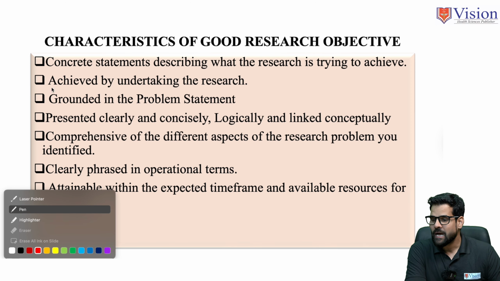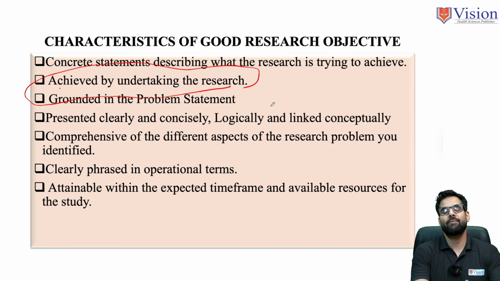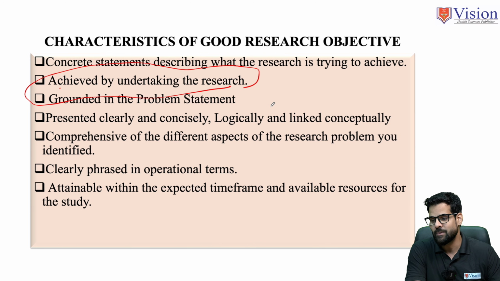The second point is that it should be achieved by undertaking the research, which means it should be achievable. You cannot have an objective which cannot be attained. Sometimes you frame very vague objectives that are very difficult to achieve. For example, your objective is to change the personality traits of somebody after giving an intervention over a period of 30 days. It is not achievable, because you cannot change someone's personality after giving a single intervention in a very short time.